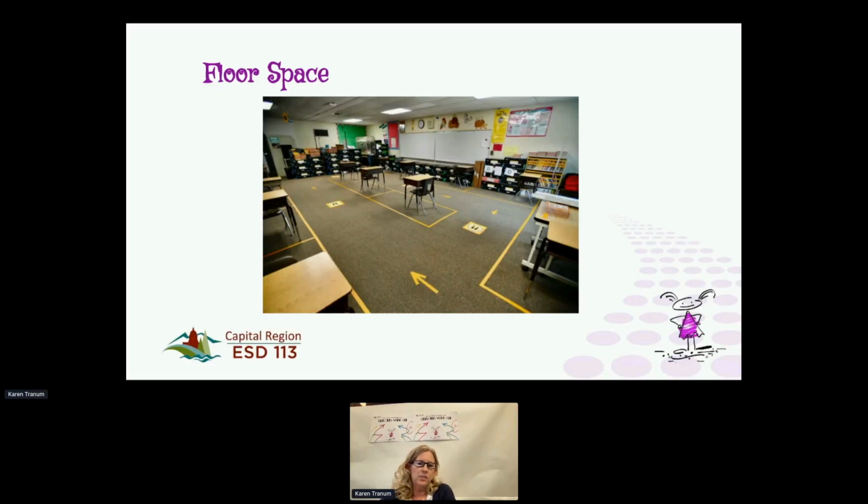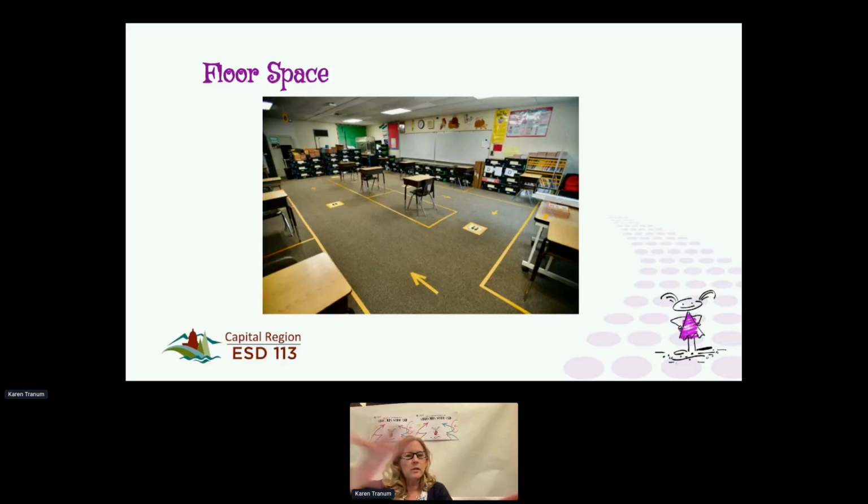How do we deal with our floor space? This is a post-COVID picture. These kids are all spaced 6 feet apart, and there are arrows for how they're to walk in their classroom. They don't quite know, or they're familiar with it. We've got arrows. We've got ways to do it. We don't know if 6 feet is still going to be in play because I heard 3 feet. We don't know about a lot of things here, but this is a good example.